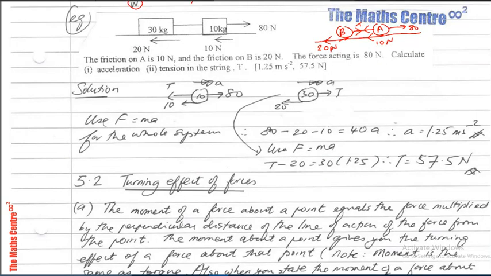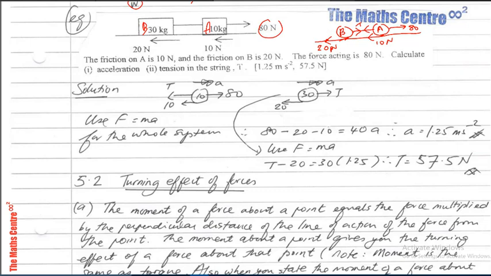Let's look at an example. We have two objects, A and B. A is 10 kg. This is A and this is B. A is 10 kg, B is 30 kg, connected by a string, and it's pulled along to the right. The force applied is 80 newtons.